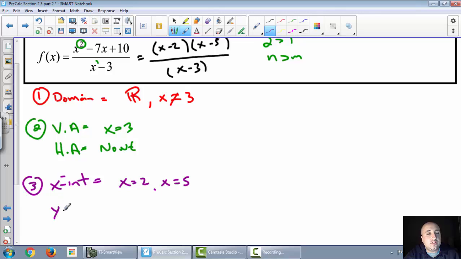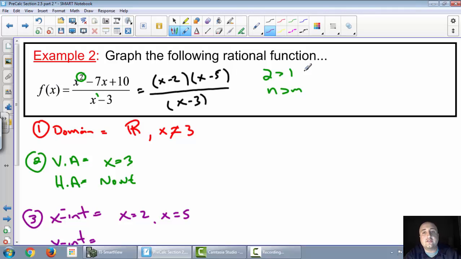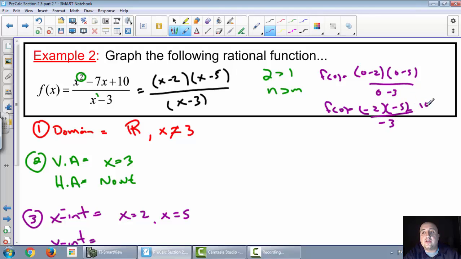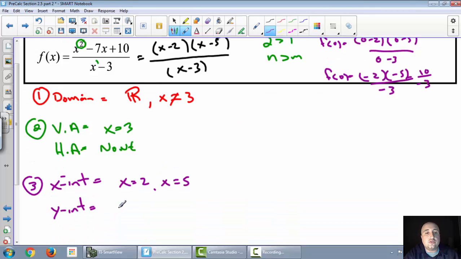And last but not least, we need to find the y-intercept, and to do that, we plug in 0 for x. So f of 0 is (0 minus 2) times (0 minus 5) all over (0 minus 3). So f of 0 equals negative 2 times negative 5 all over negative 3. That's 10 over negative 3, which is equal to negative 3.33. It's a decimal, which is okay.